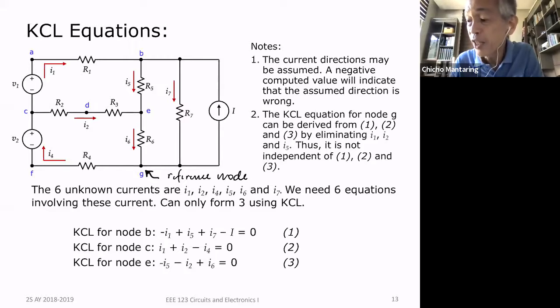And then I already mentioned this. The KCL equation for node G can be derived from 1, 2, and 3 by eliminating I1, I2, and I5. Thus, it is not independent. That's why ito tinawag natin na reference node.